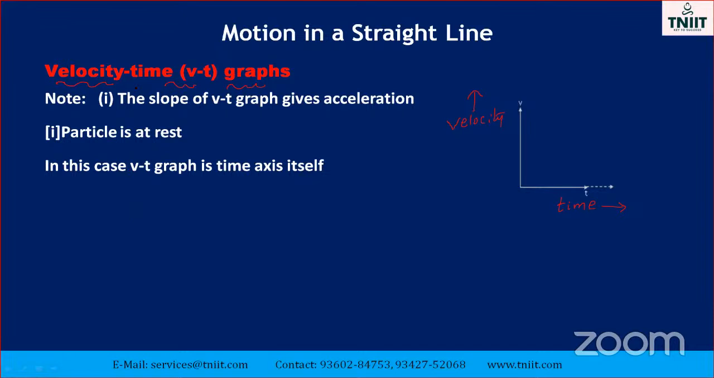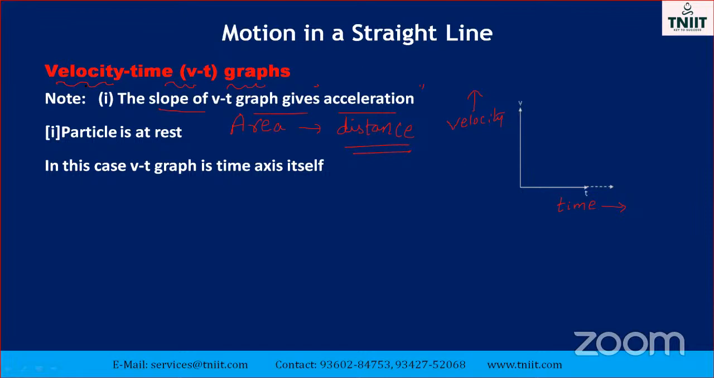So what is a velocity time graph? It is the one where we take the velocity along the y-axis and the time along the x-axis. And already I told you the slope of the VT graph always represents acceleration. You know that the area of the VT graph represents the distance.